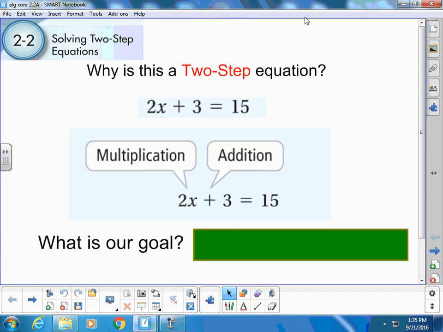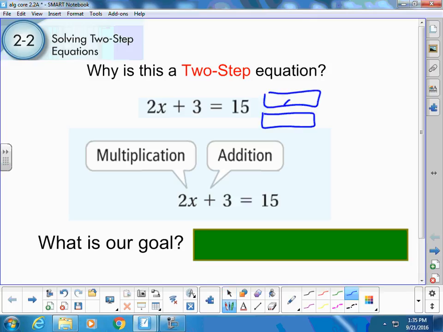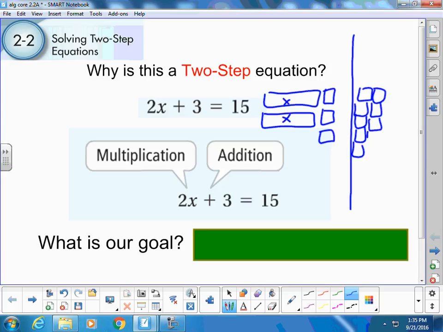Today we're starting Chapter 2, Section 2, which is solving two-step equations. We started out yesterday with building equations. We talked about, like in this example, we would have 2x plus 3 equals 15. Okay, so if I built it, that would be what it would look like.